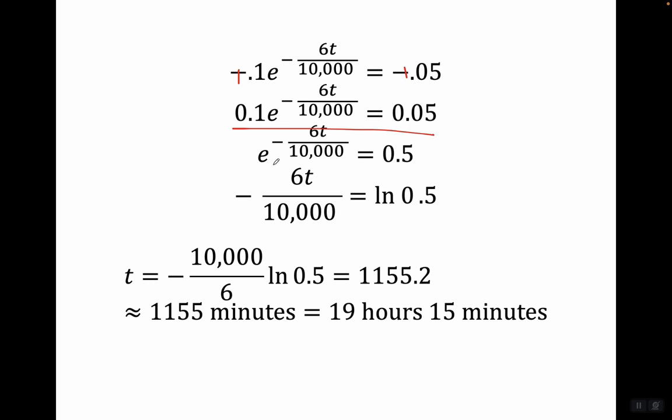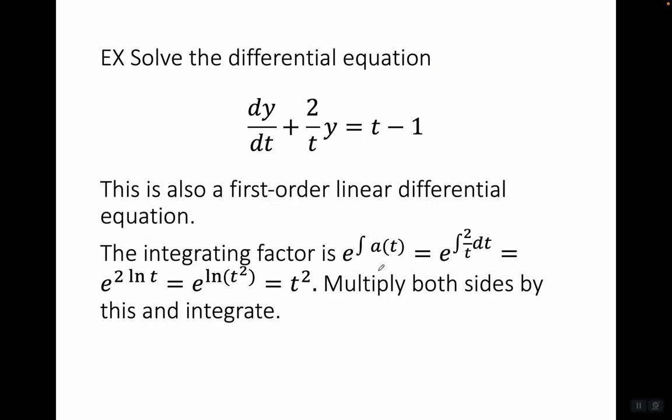We'll take the natural log of both sides. We get negative 60t over 10,000 equals natural log of 0.5. So now we just multiply both sides by negative 10,000 over 60. We get t equals negative 10,000 over 60 times natural log of 0.5, or 1155.2. 1155 minutes, that's 19 hours and 15 minutes. So that's how long it's going to take for the pond to reach that desired level of salt concentration. 19 hours and 15 minutes.